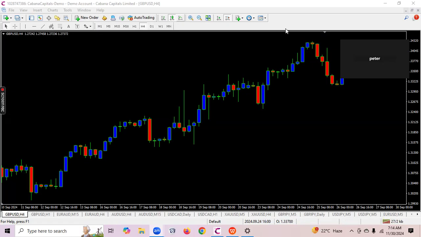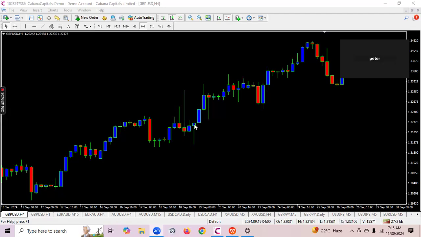Okay, so hammer, you can see this candle. This candle here is called a hammer. This is what a hammer looks like. It is called a hammer when it forms in a downward trend.